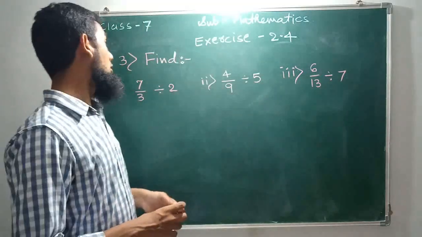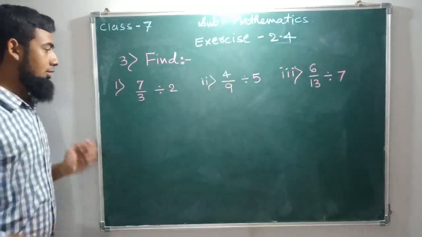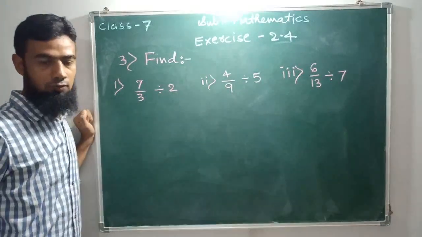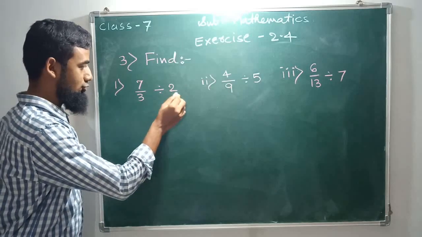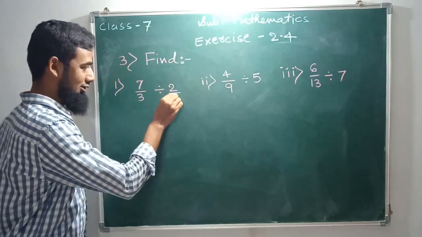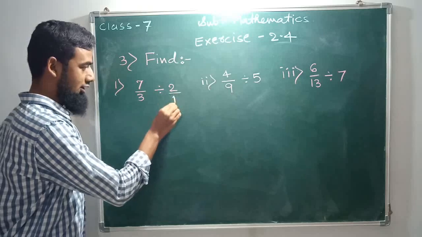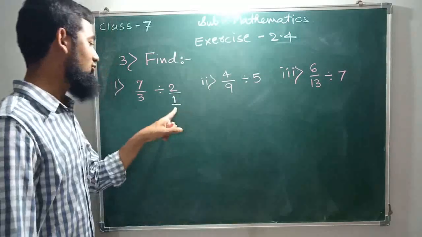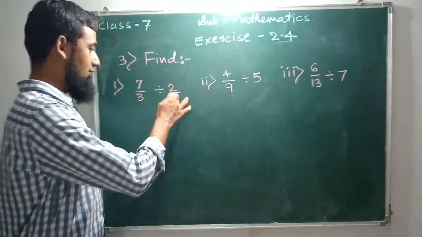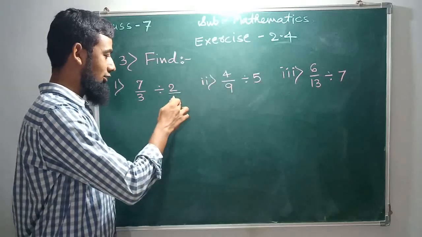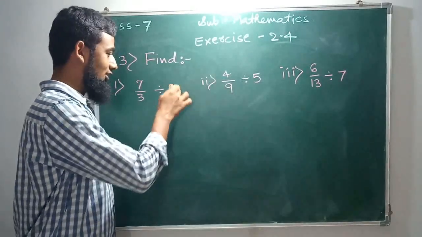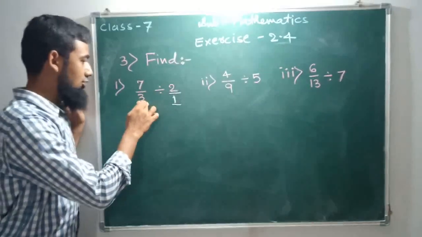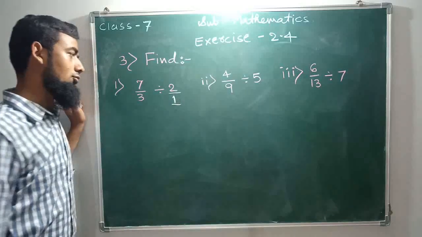Now we will move on to question number 3. 7 upon 3 divided by 2. Already you know very well. First you can see here 2 upon 1, there is no denominator, so we can understand there is only 1. So we can say 2 upon 1, because here it is 7 upon 3 divided by 2 upon 1.